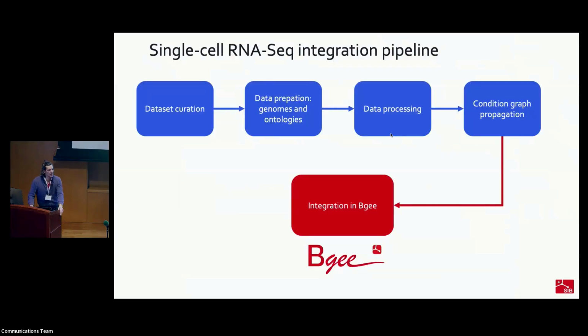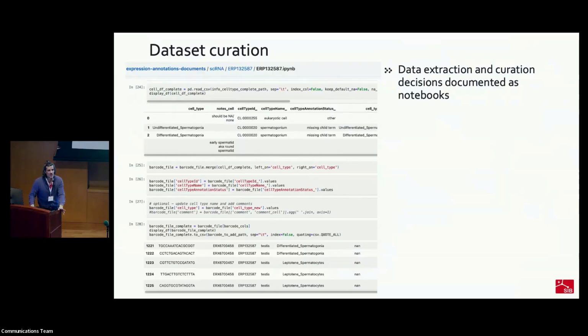Okay, so now if we want to be ready to integrate single-cell atlases in other species, we have to modify our current pipeline a lot regarding dataset curation, the preparation of genomes and ontologies we integrate, how we process the data, and how we propagate all this information in what we call a graph of conditions using all the ontologies we use: anatomical ontology, cell type ontology, life stage ontology, and finally, how we're going to present this information in Bgee.